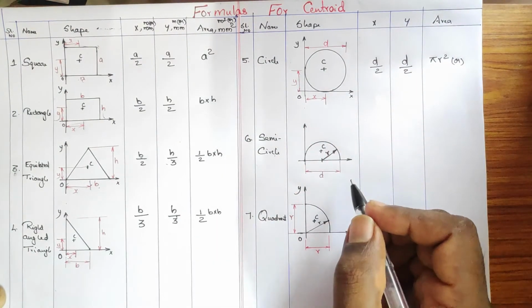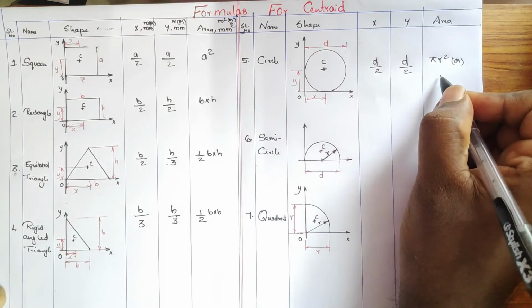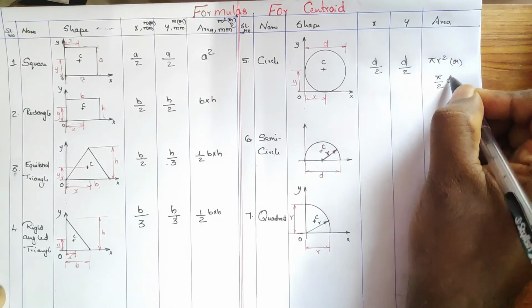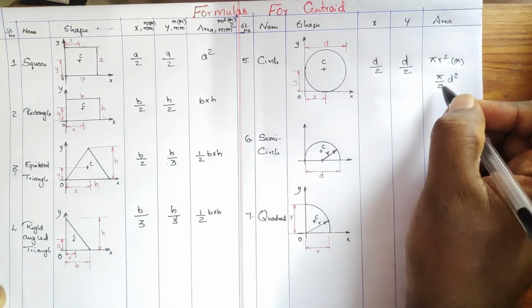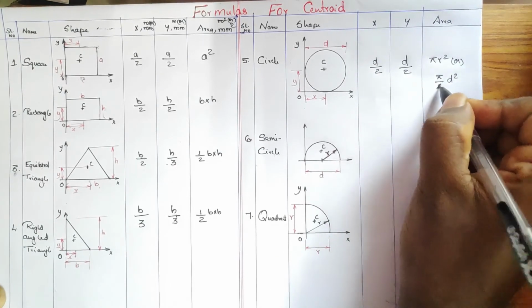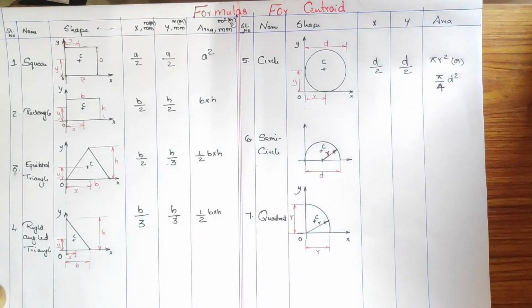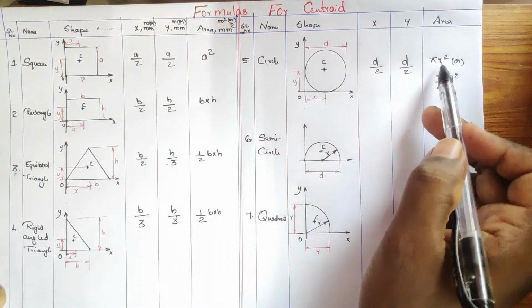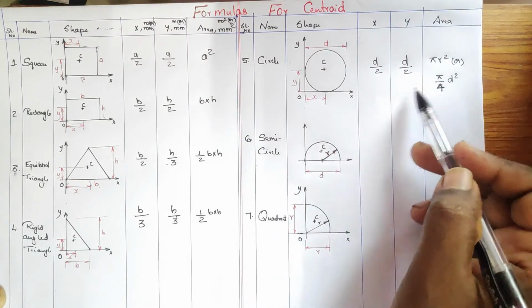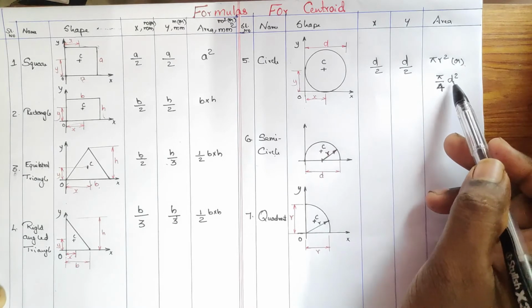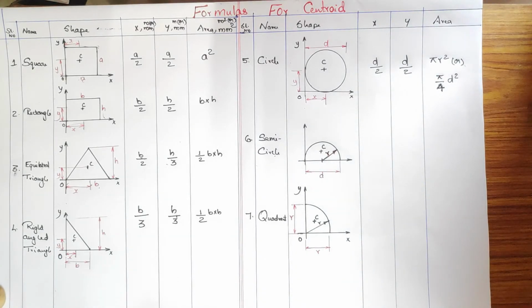In terms of diameter, I can say pi by 4 into d square. The right formula is pi by 4 into d square. In terms of pi r square, in terms of diameter, pi divided by 4 into d square. Okay, and move to the semicircle.